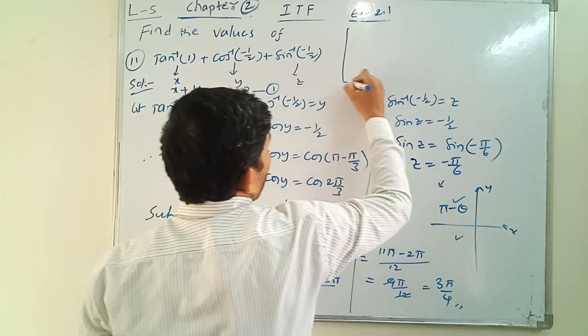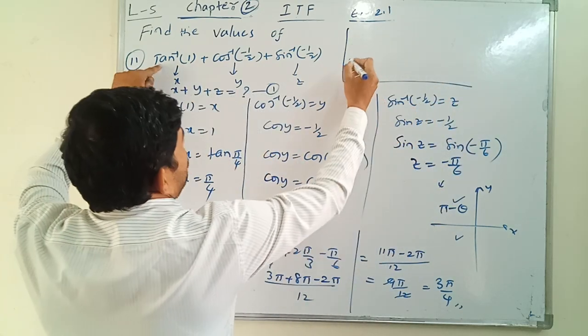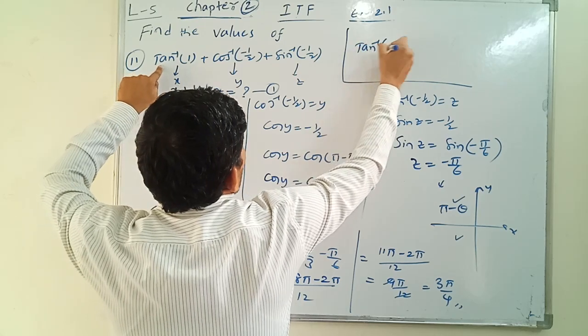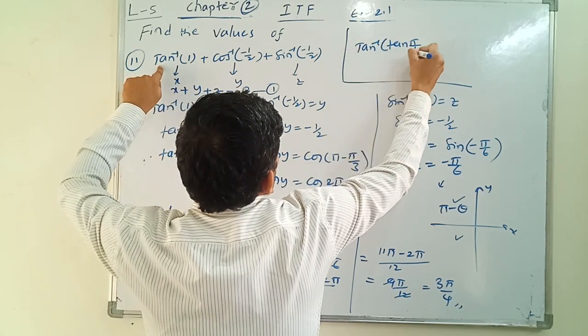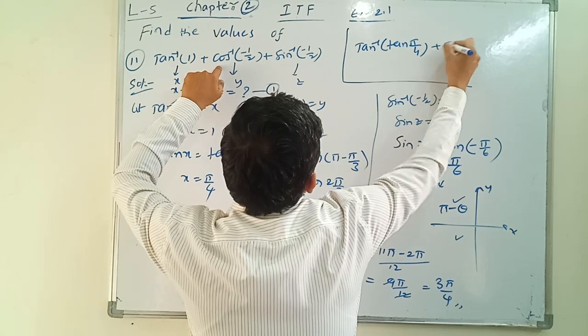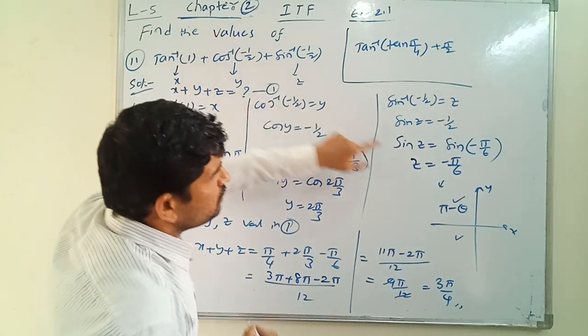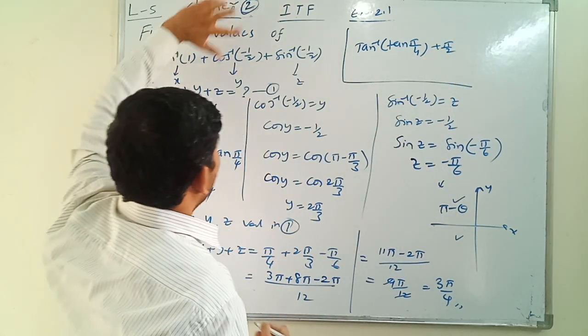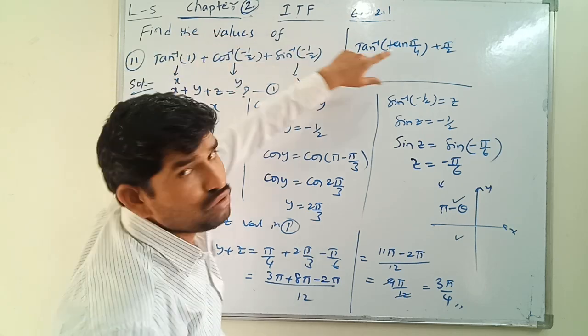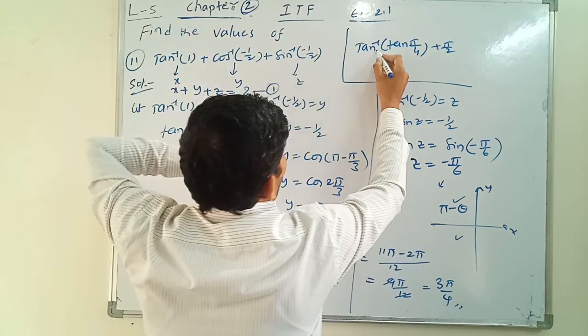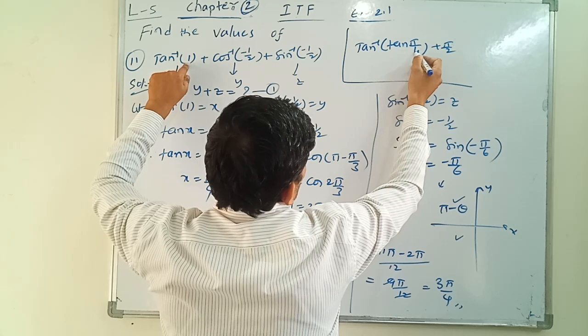See, by applying the properties, how we can get the answer: the first one, tan inverse of 1, can be written as tan pi by 4, and the next one is directly pi by 2. Yes, there is one formula. Which one? Just now I wrote it: sin inverse x plus cos inverse x is equal to pi by 2, and tan inverse of 1 is nothing but tan 45, pi by 4.